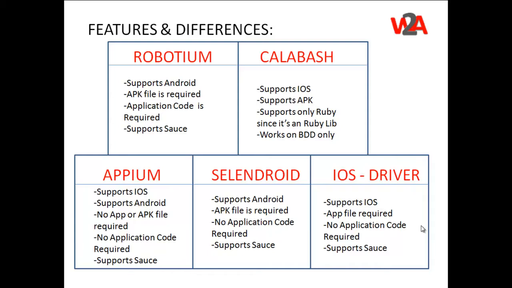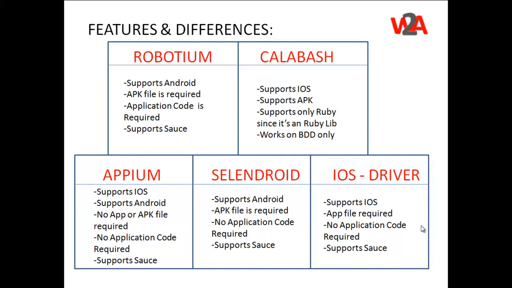The next one was Calabash. Calabash was one of the Ruby APIs, right? It supports the Ruby language only, and it supports both your iOS and APK. Again, you would need the code of iOS when you are testing using Calabash, and it supports the behavior-driven environment only.